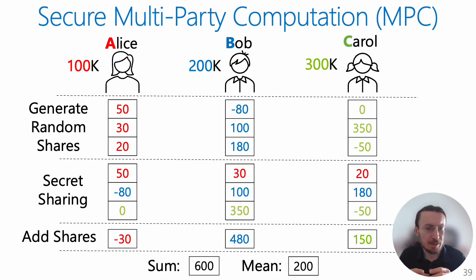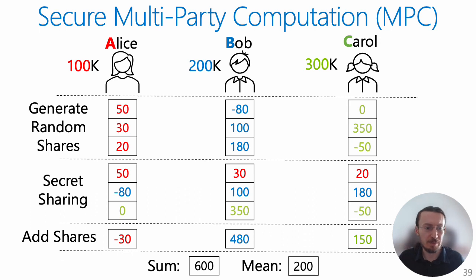And then in the last step, each person locally adds their final shares. So here you have to know that we just compute the sum of the shares that were given by other parties, these 2 shares, plus my own share, for example, as Alice. So Alice has to sum 50, minus 80 and 0, which gives her minus 30. And the same procedure is done by each collaborating party, in this case by Bob and by Carol.